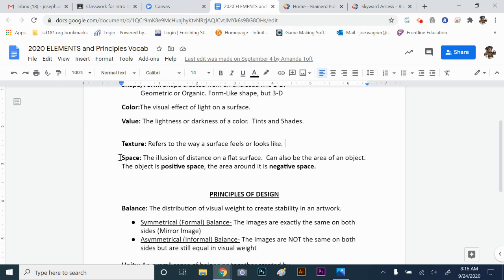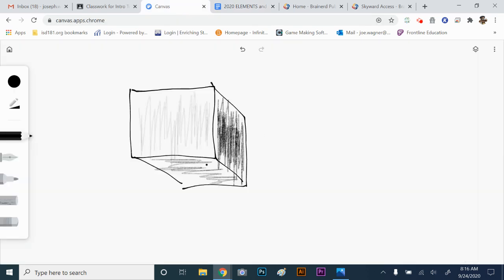Okay. And then space. Space is the illusion of distance on a flat surface. So when we draw something 3D, like how I drew this box, this canvas is actually flat. My computer screen is flat, but I can draw this in a way that it looks 3D.